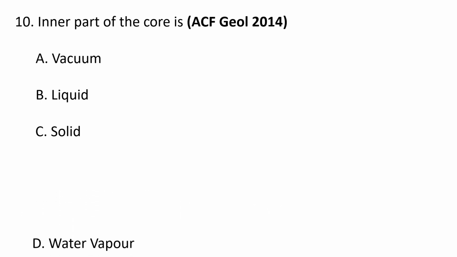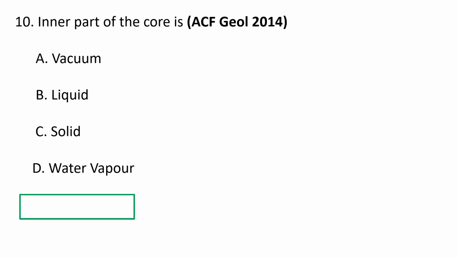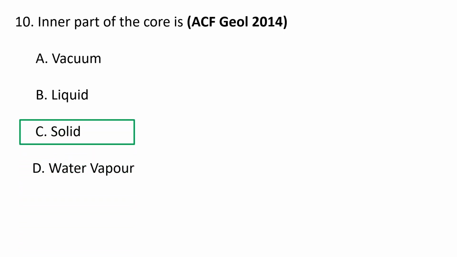Next question. Inner part of the core is A. Vacuum, B. Solid, B. Liquid, C. Solid, and D. Water vapor. Inner part of the core is obviously solid. It consists of iron and nickel alloy. So inner part of the core is C. Solid.